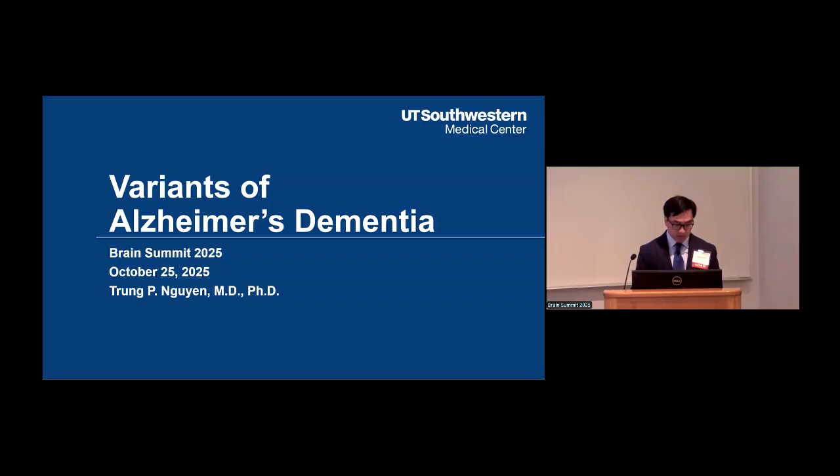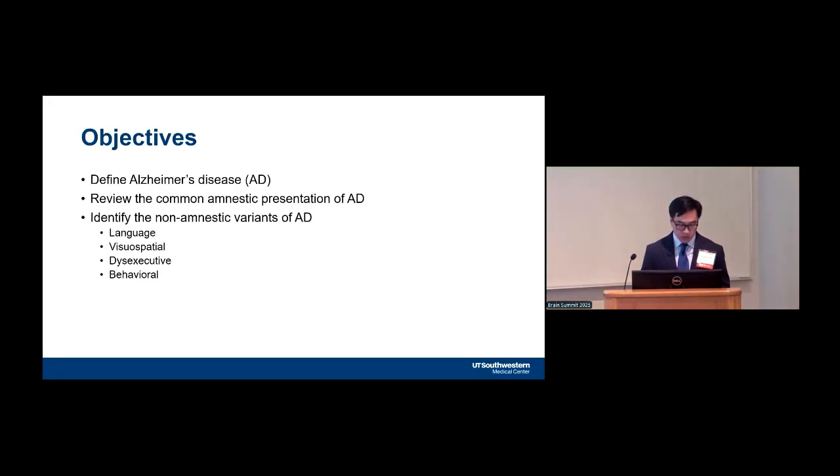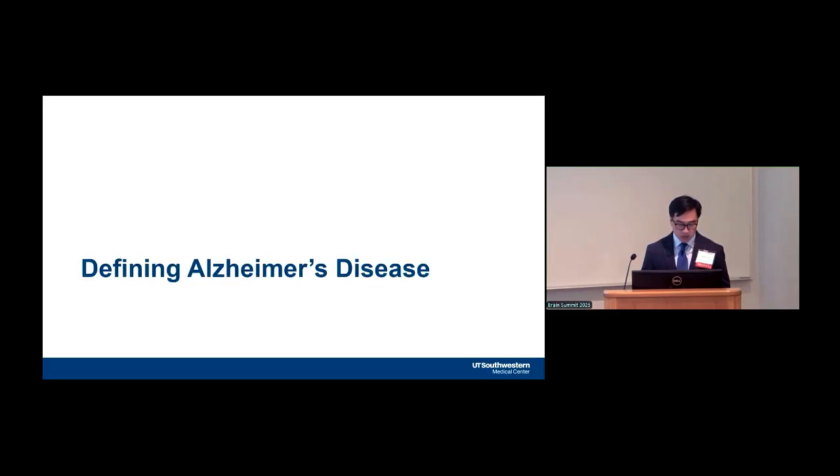This is actually one of the more interesting topics and patients that we see in the clinic. No disclosures here. So I wanted to start off by first making sure that we're all on the same page with how we actually define Alzheimer's disease in this day and age. We'll review and touch briefly on the more common presentation and then identify the variants that we're talking about mostly here today. So, what is actually Alzheimer's disease?